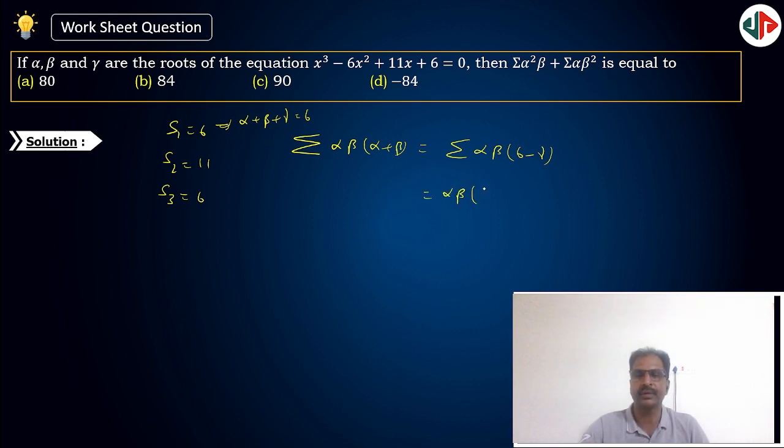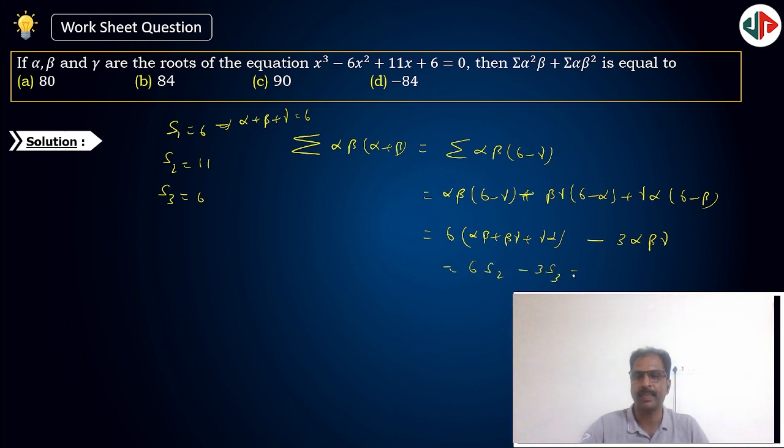If you expand, alpha beta into 6 minus gamma plus beta gamma into 6 minus alpha plus gamma alpha into 6 minus beta. If you take 6 common, then you get alpha beta plus beta gamma plus gamma alpha minus 3 alpha beta gamma. So this is 6 into S2 minus 3 into S3. Substitute the values. S2 is 11, S3 is minus 6. So this is 66 plus 18, 84. Option B.